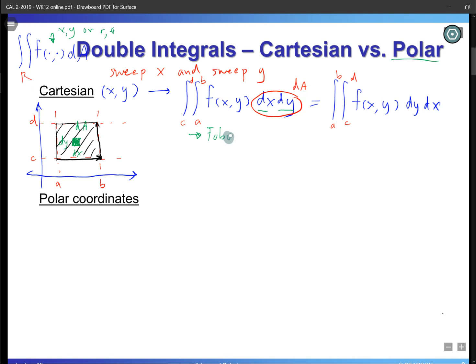Okay, Fubini's theorem number 1. All right, and that is the most simple form of this double integral. But then we also talk about Fubini's theorem number 2.